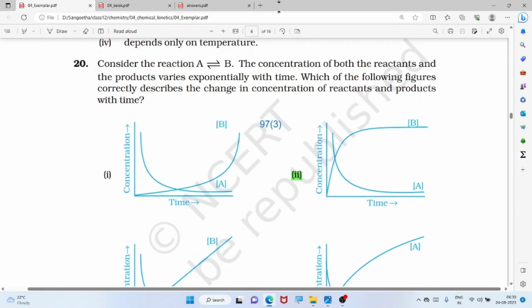Consider the reaction A equilibrium B. The concentrations of both reactant and product change exponentially with time. Which of the following curves? Okay, the reactant decreases, the product increases. Okay, with the same thing. Okay, same rate.